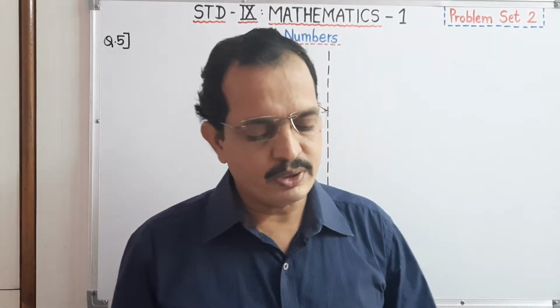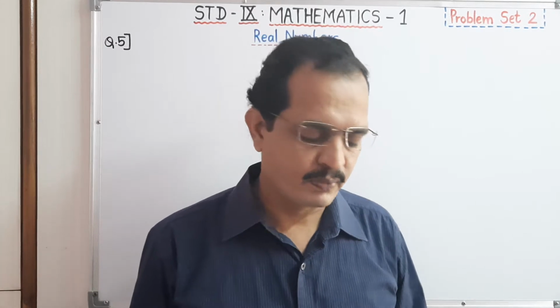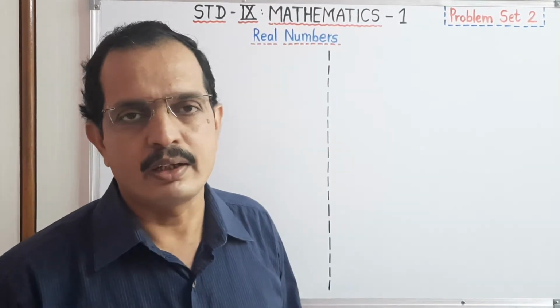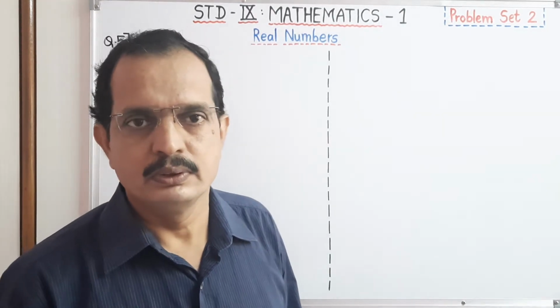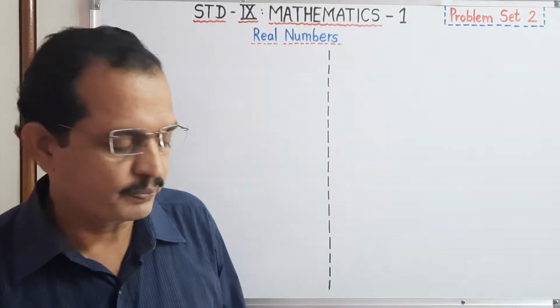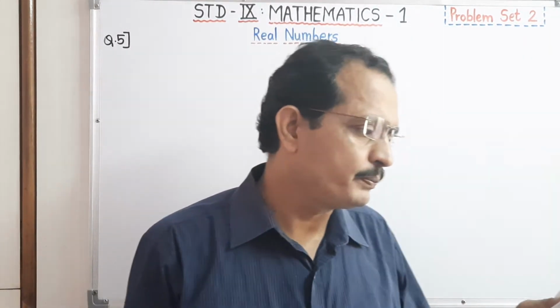We have to start with question number 5. Questions number 1 to 4 are very easy. I think you can do them. Therefore, I will start with question number 5. See question number 5.